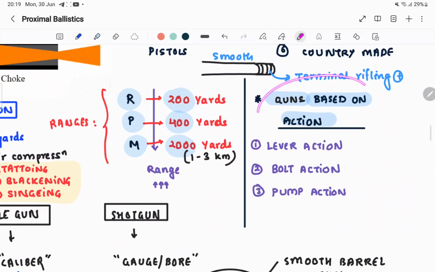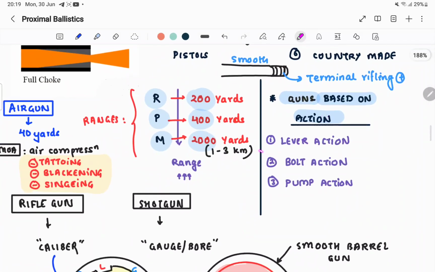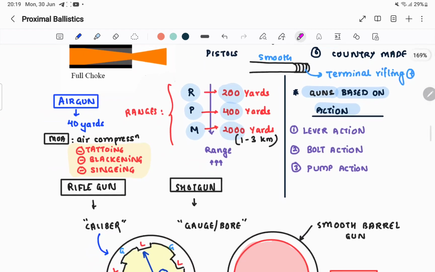Okay, guns based on action. On the basis of action you can have lever action, bolt action, pump action. Okay, lever, bolt, pump, this is the action of gun. You don't need to study this because it is not relevant as far as forensic ballistics is concerned.